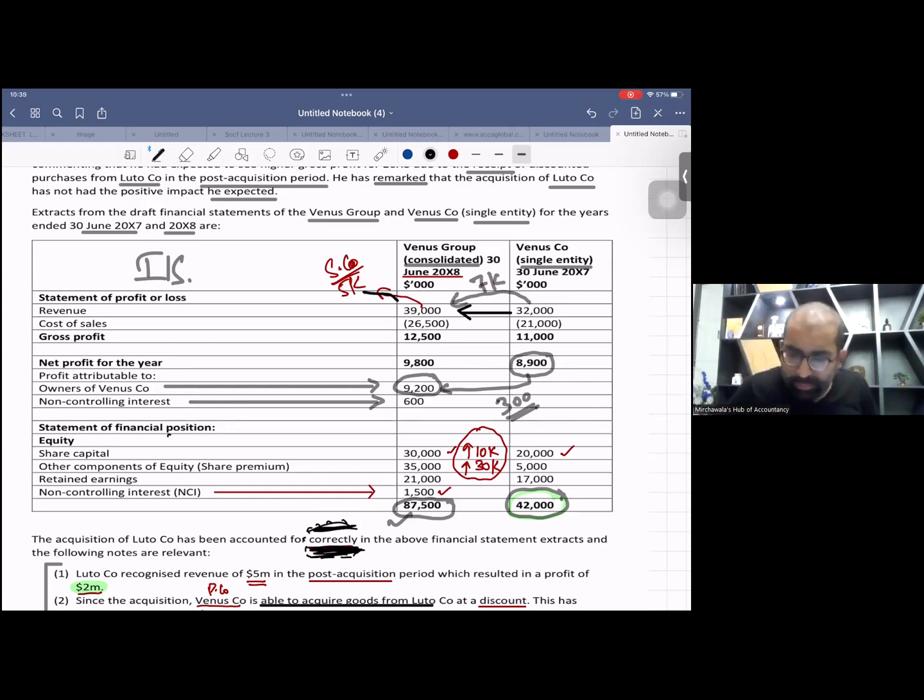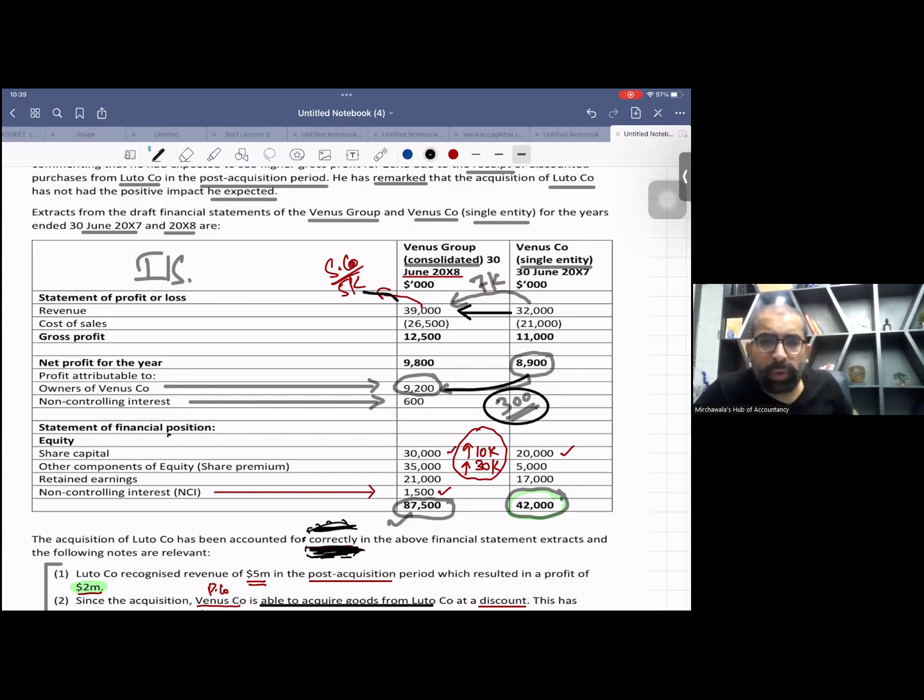Okay, but the final net profit for the parent company's shareholders just increased by 300. So that means there is no major impact on the bottom line. Keep this thing in mind. Okay.